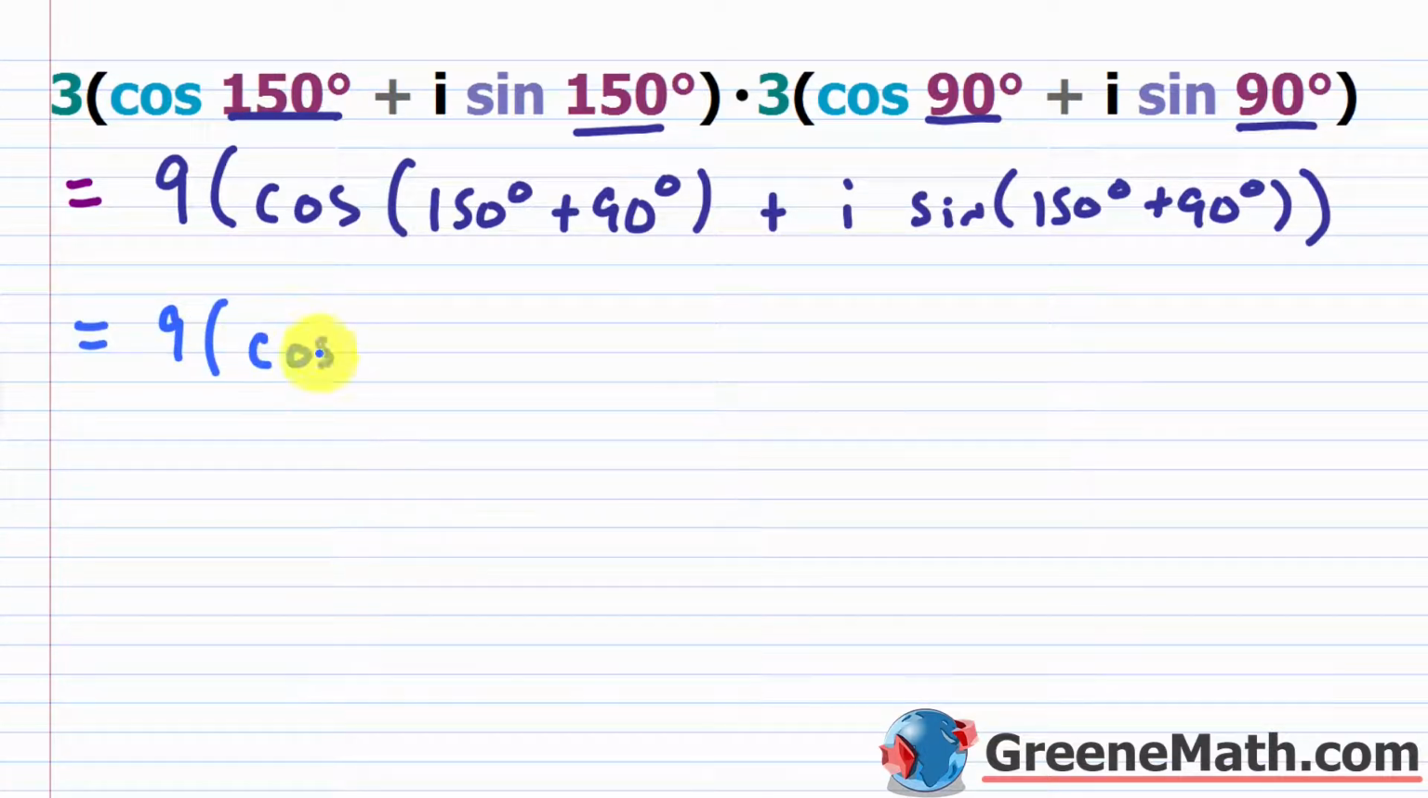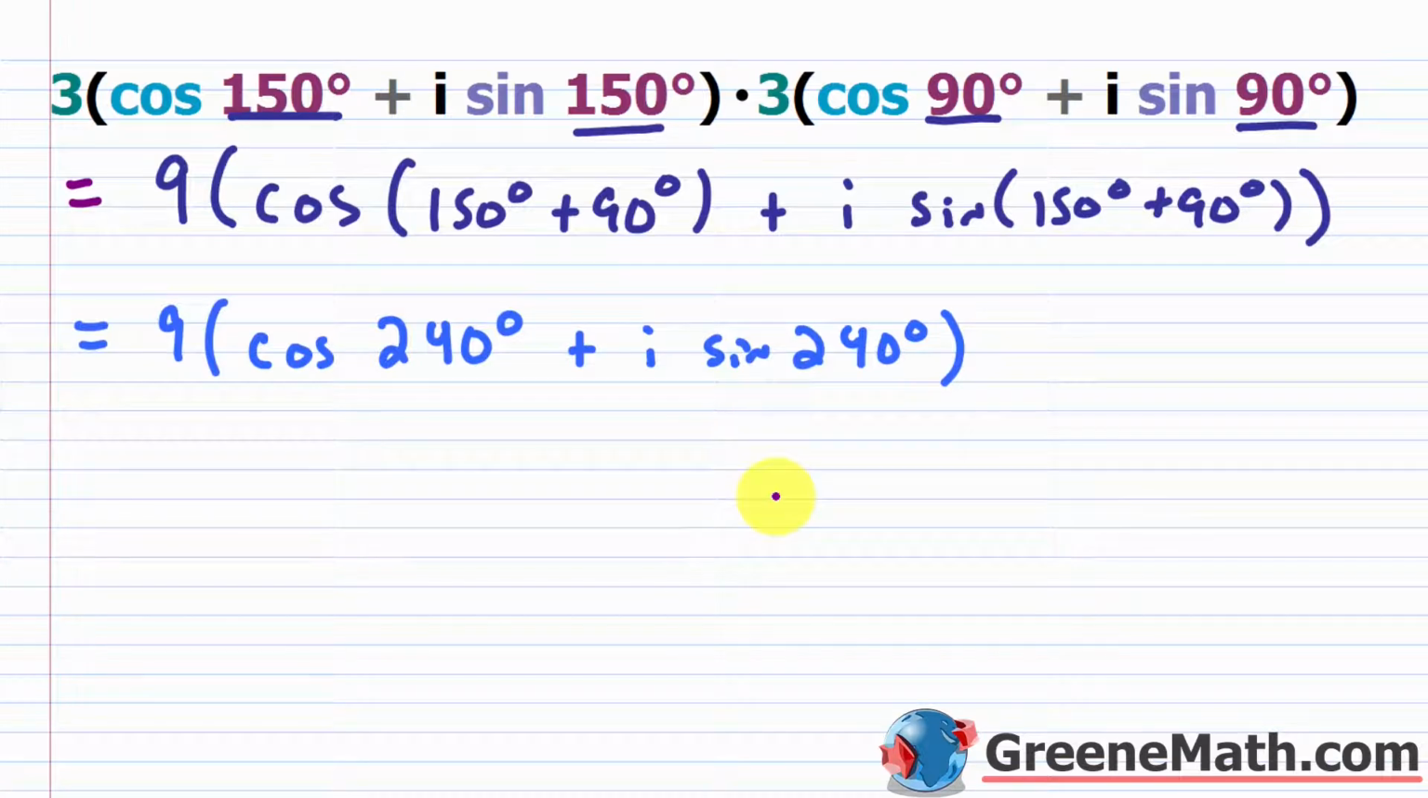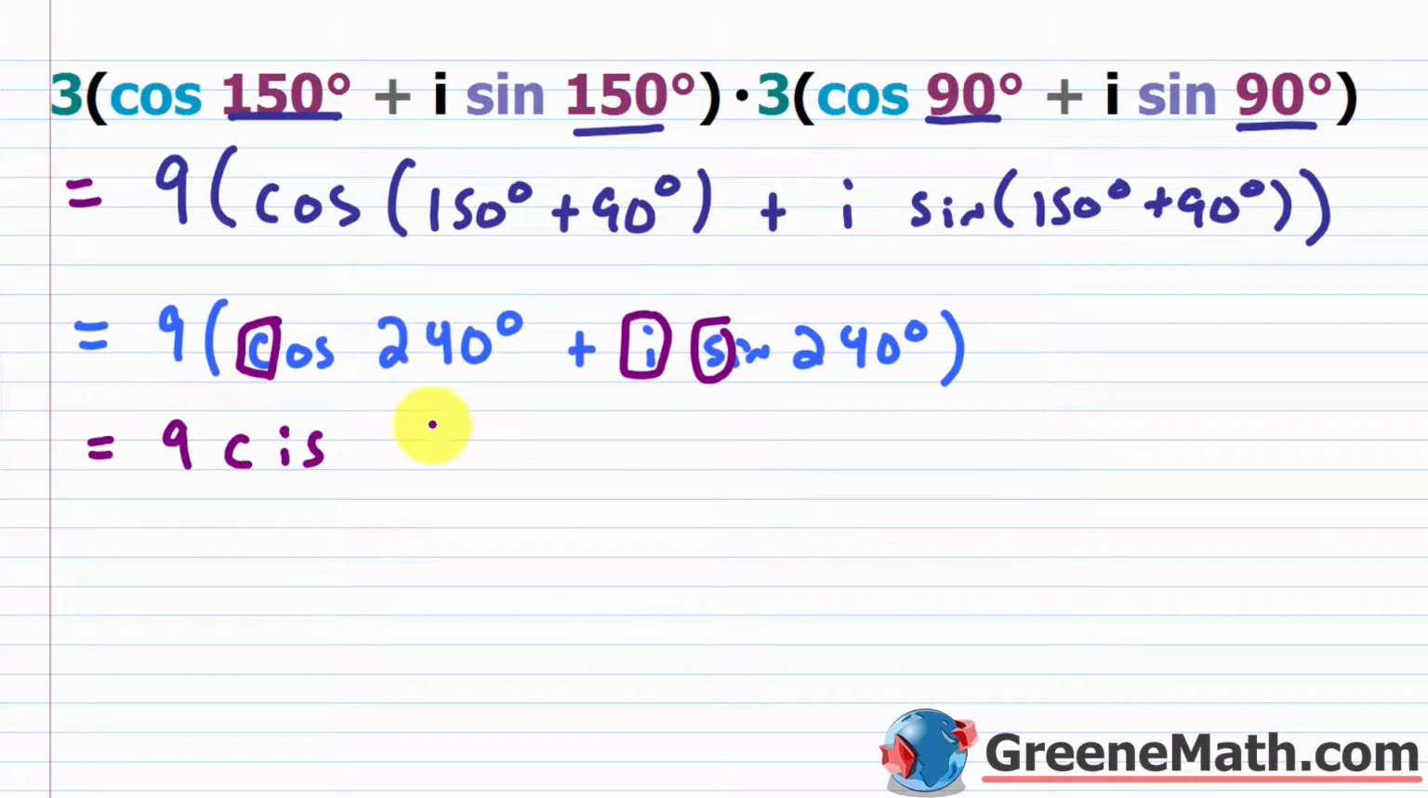So basically, you're just going to simplify this, and I'm going to have 9 times this quantity. Now it's going to be the cosine of 150 degrees plus 90 degrees, which is 240 degrees, plus I times the sine of 240 degrees. And again, you can also write this using your abbreviation. So you could say that this is 9 times the cis, the C, the I, and the S, and then take that argument, the 240 degrees, that angle there. So this is another way to write it.